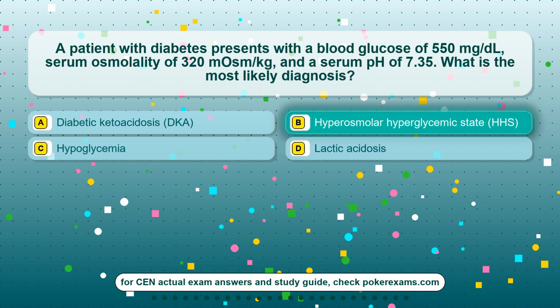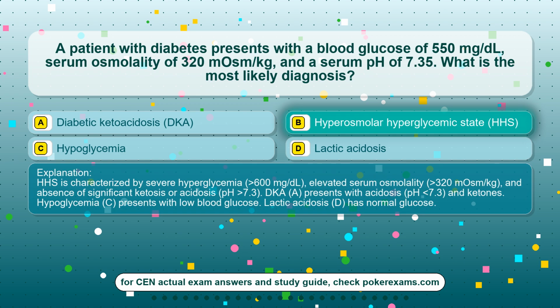The correct answer is option B, hyperosmolar hyperglycemic state, HHS. HHS is characterized by severe hyperglycemia, greater than 600 mg/dL, elevated serum osmolality, greater than 320 mOsm/kg, and absence of significant ketosis or acidosis, pH greater than 7.3. DKA, A, presents with acidosis, pH less than 7.3, and ketones. Hypoglycemia, C, presents with low blood glucose. Lactic acidosis, D, has normal glucose.